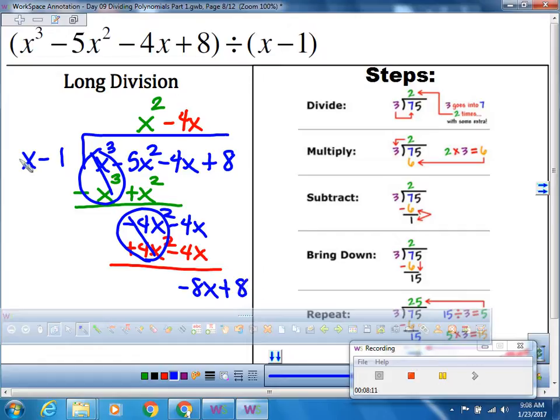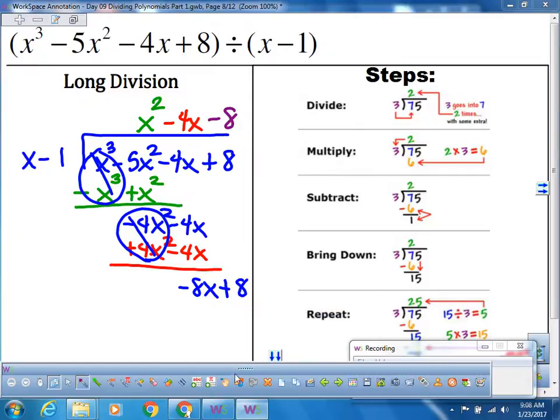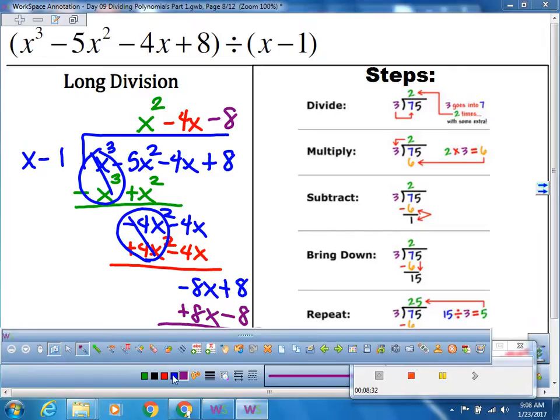Lastly, x goes into negative 8x, negative 8 times. Negative 8 times negative 1 is positive 8. Negative 8 times x is negative 8x. Draw the line, change both of the signs. This one for sure is going to cancel out.